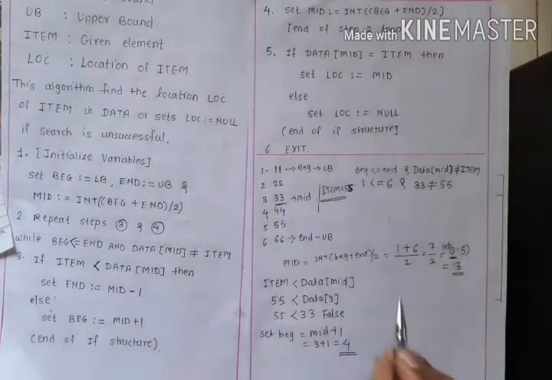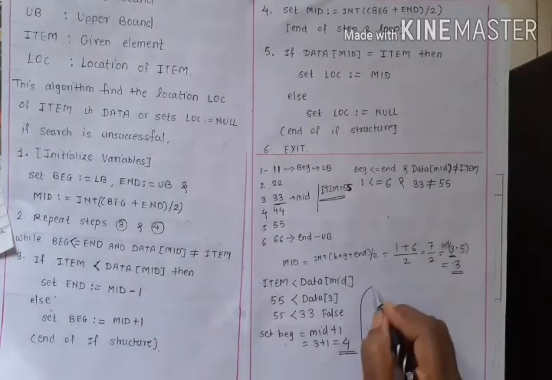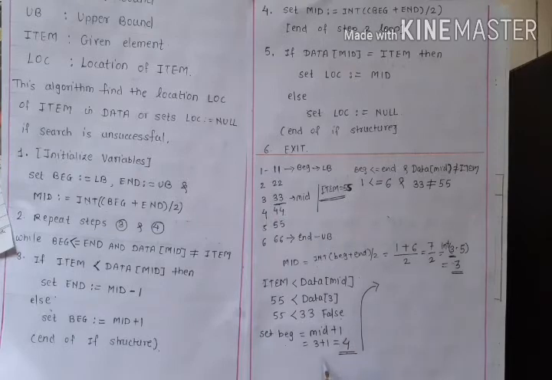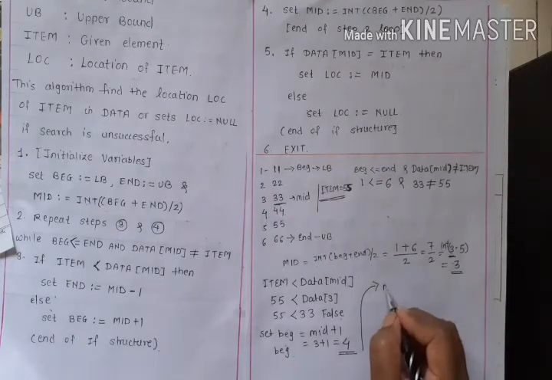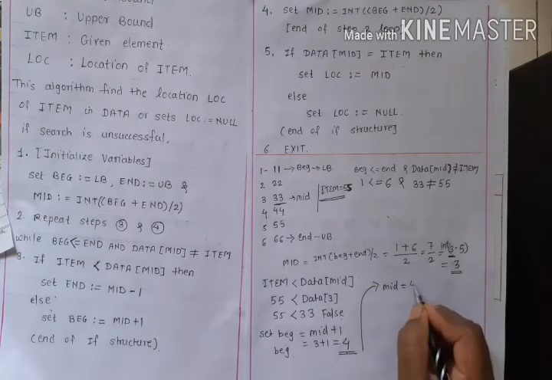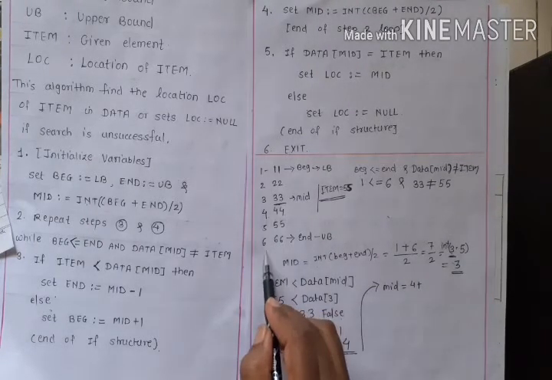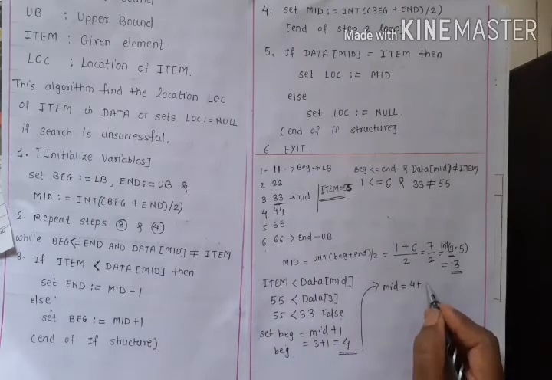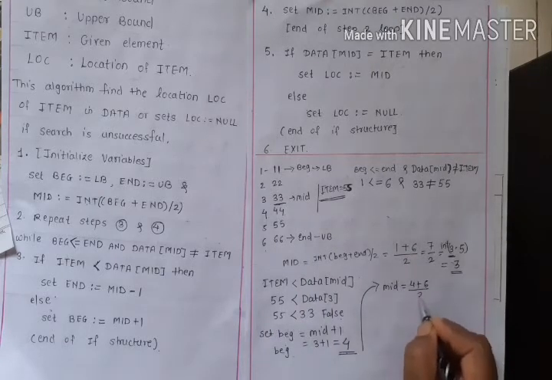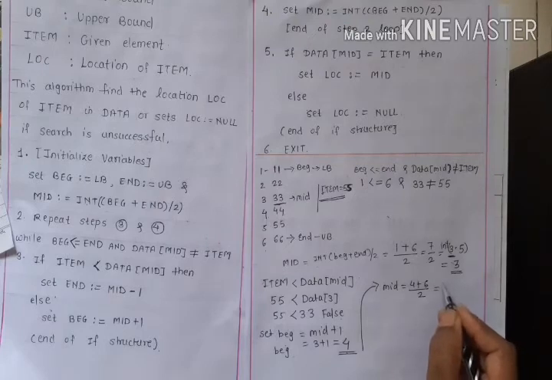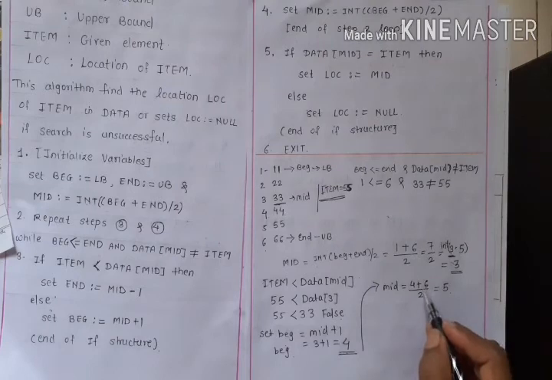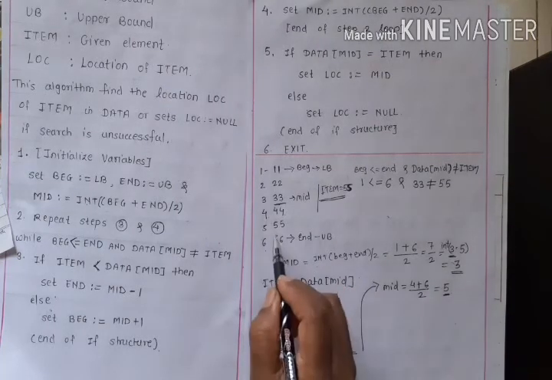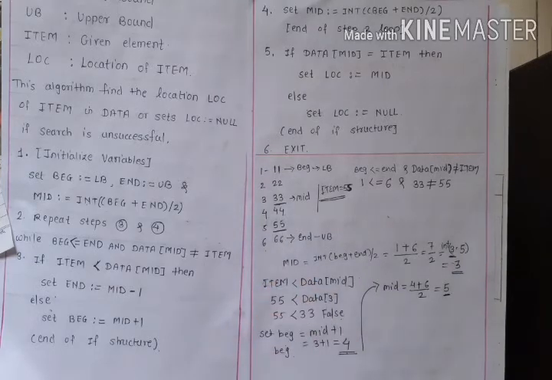Then again calculate the midpoint formula. Now the new value for beginning is 4. Now mid is equal to 4 plus ending value 6, divided by 2. Then 10 divided by 2 is equal to 5. Get the answer: 10 divided by 2 is 5. Now the mid element is 5.